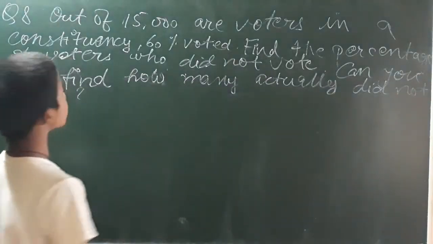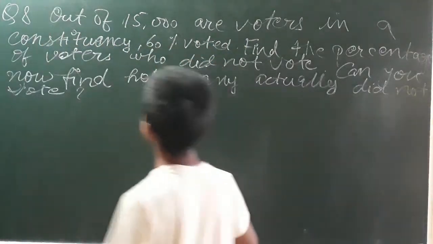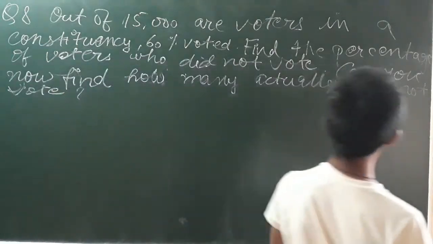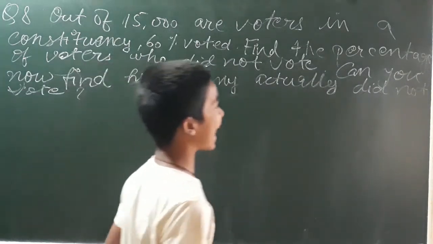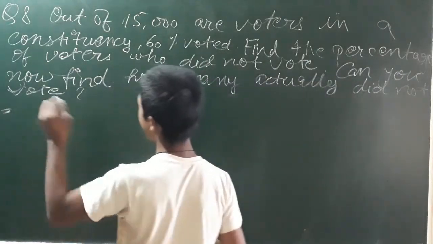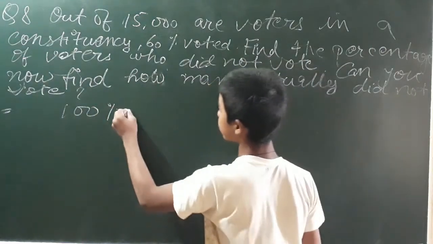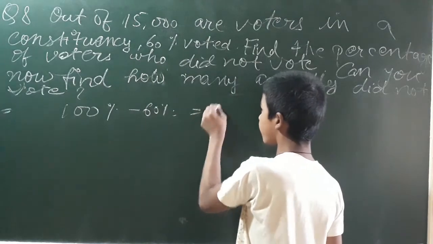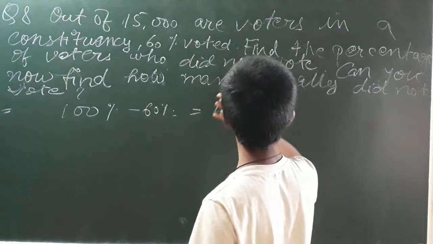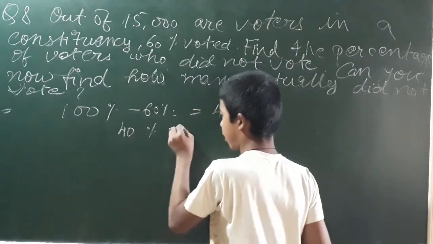So friends, moving over to the 8th number question of exercise 8.2. Out of 50,000 voters in a constituency, 60% voted. Find the percentage of voters who did not vote. Can you now find how many actually did not vote? Firstly we will find this, then we can find the second number also. 100% are the total voters, and 60% voted, so subtracted by 60%, now 40% did not vote. We find the first answer, hence 40% did not vote.